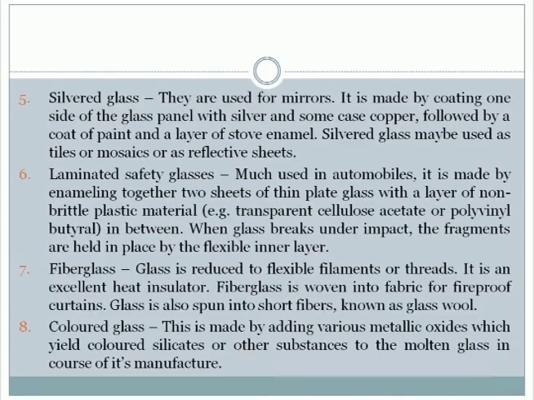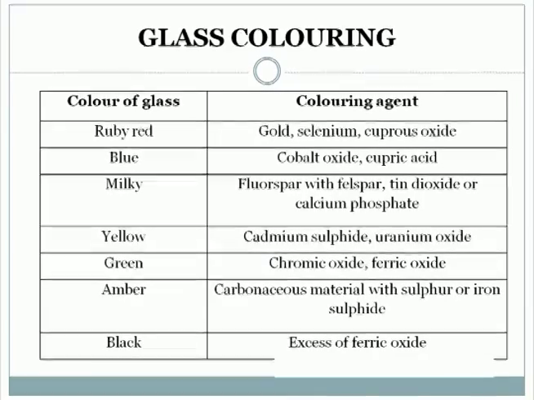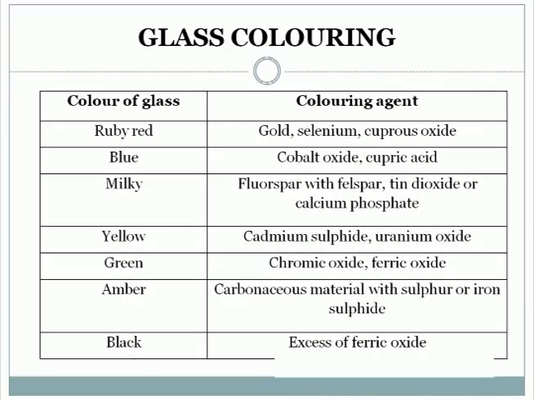The colored glasses. It is made by adding various metallic oxides which yield colored silicates and other substances to the molten glass in the course of its manufacturing. On the screen you can see the various colors of glasses and the coloring agents used for the same.